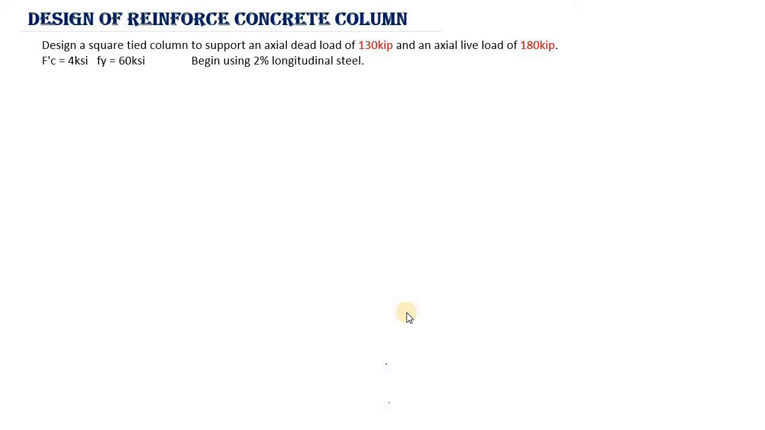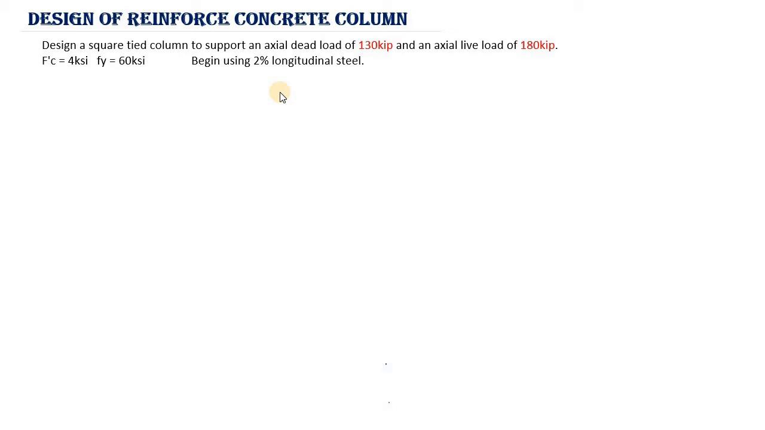We're now going to be designing a reinforced concrete column in this lesson. If you take a look at the screen, we want to design a square tie column to support an axial dead load of 130 kip and an axial live load of 180 kip. f'c is 4 ksi, which is the compressive strength of the concrete, while fy, which is the tensile strength of the steel, is 60 ksi. And we are going to begin our design using 2% longitudinal steel.